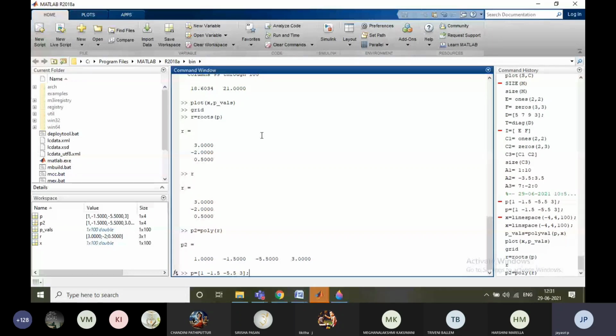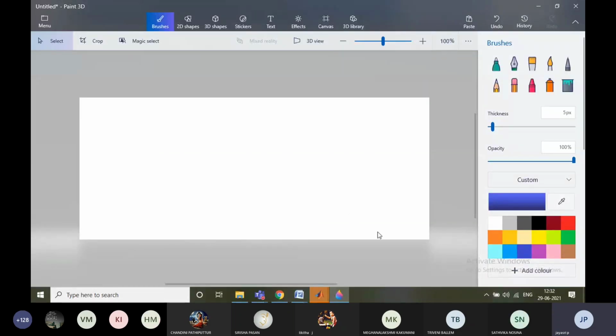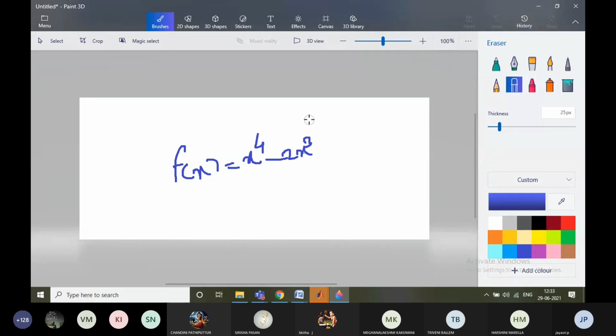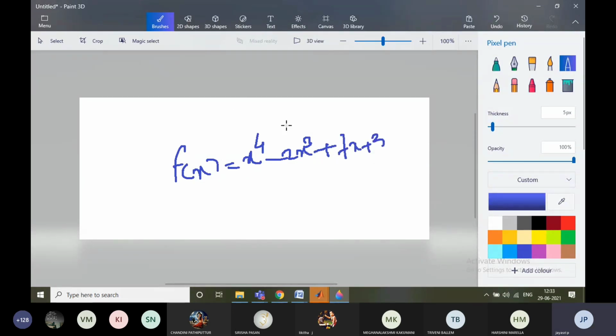First we need to find out the coefficients. As you know, we need to find the order of the polynomial first. So if you go for an expression like f of x is equal to x power 4 and 2x power 3 plus 7x plus 3, here we need to first find out the order of the polynomial, or degree. So we need to find the degree.